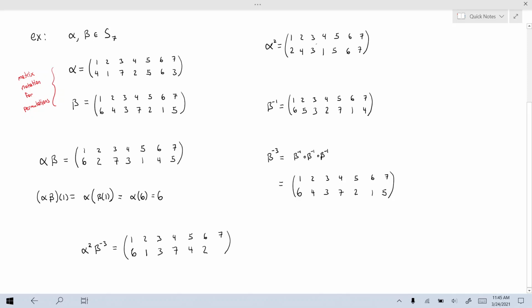Lastly, the only number missing is 5, so we kind of know it's going to map to 5 at the end. But just to confirm that, beta to the -3 maps 7 to 5, so alpha squared then takes that 5 and maps it to 5 again. Okay? All right, so those are just some examples of doing some computations with permutations using the matrix notation for them.